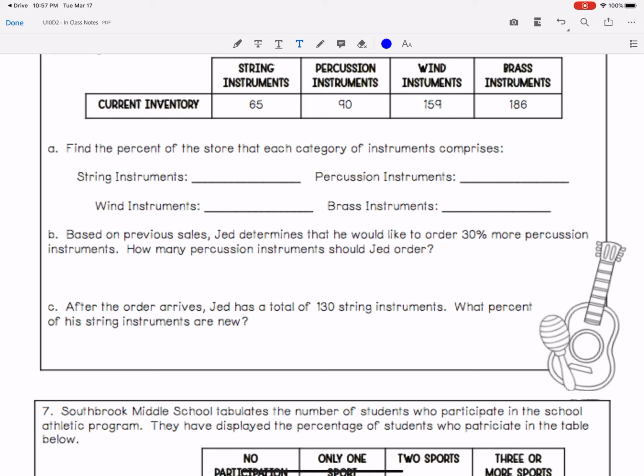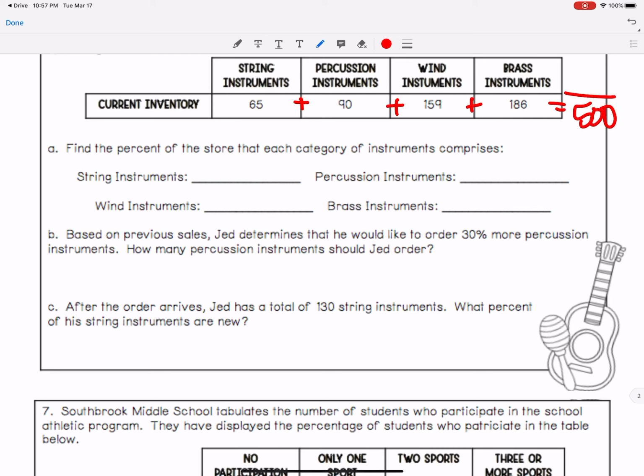So let's go ahead and start adding all of these up. I'm just going to write these out so that way you can see all of this. 65 plus 90 plus 159 plus 186, and let's see how many instruments he has total. I'm just going to type all this in my calculator. That gives me 500 instruments.